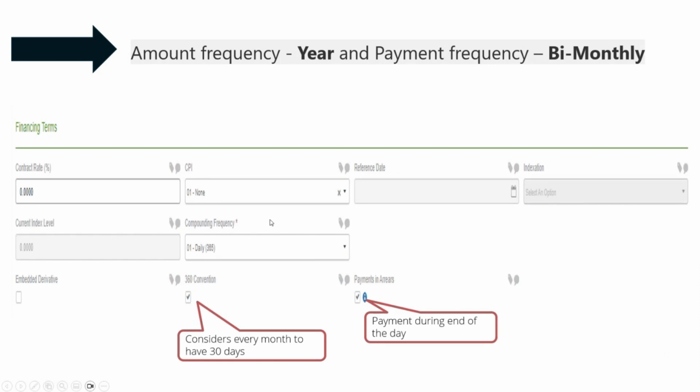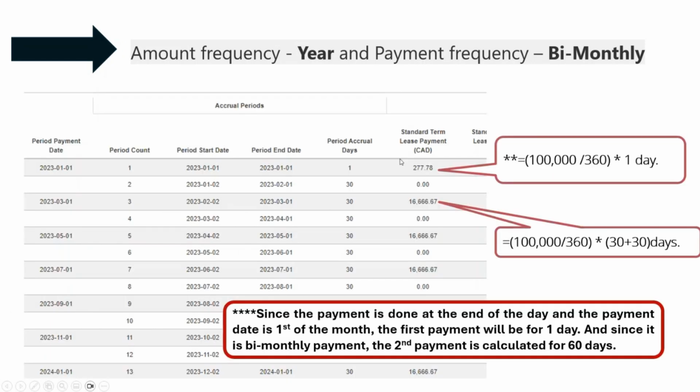So again, in the same scenario, if we are selecting the 360 convention and the payment in arrears, then again we'll have 1 day for the first payment period, and we will be calculating the per day amount by dividing 100,000 by 360 and multiplying by 1. So this is the per day amount, and then for the second period we'll be calculating from February 30 days and March 30 days, since the 360 convention is on, and we'll be calculating the amount for 60 days.